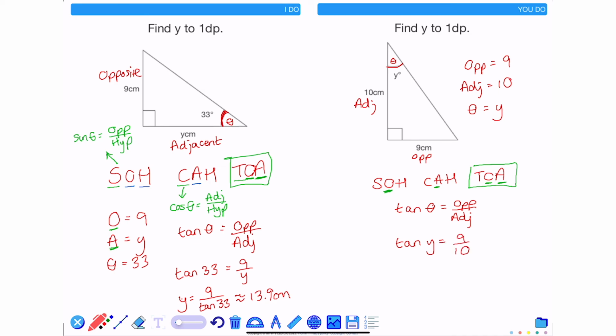With this question, I need to inverse tan. The inverse of tan is arctan. So the arctan of 9 over 10, to one decimal place, is 42.0 degrees.